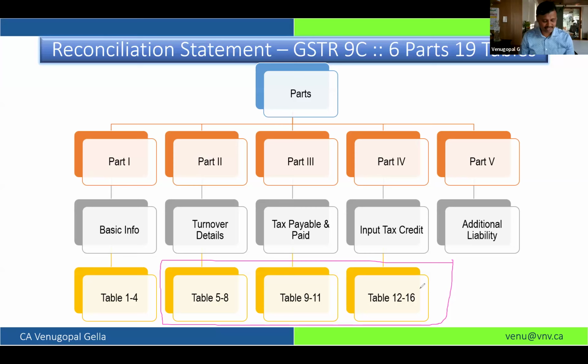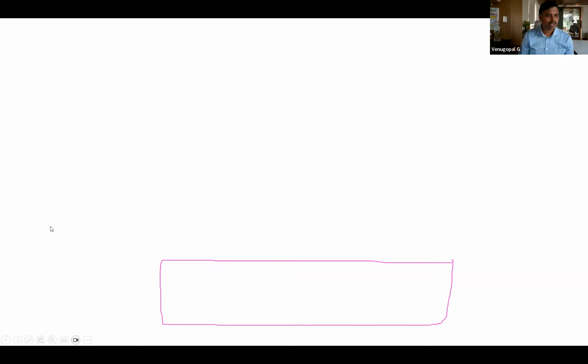Now let's try to correlate table 5 to table 16 the way I explained earlier about the 9C. Let me again show it diagrammatically. What we said: tax paid in cash is equal to liability minus ITC. This is what we have discussed in the earlier slide, right? And don't go with my English, that's okay. So how do you get your liability? We've said the liability is turnover multiplied by rate of tax.